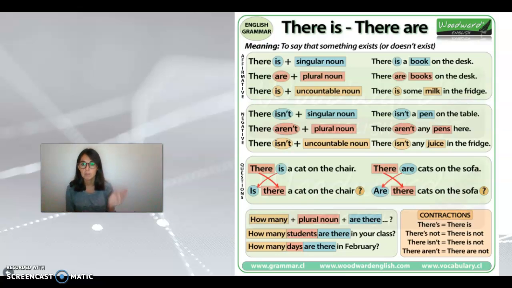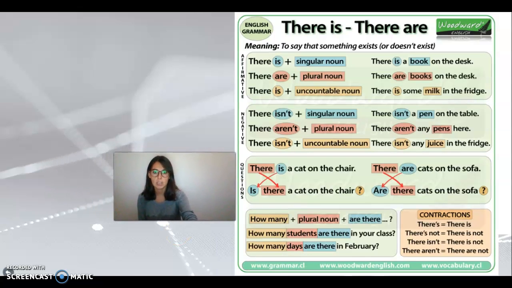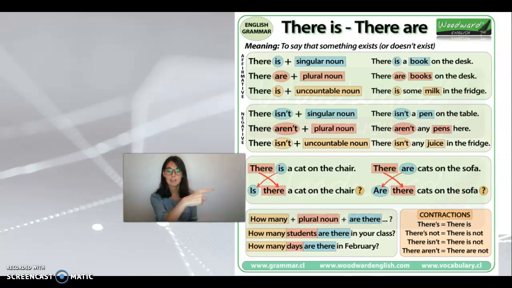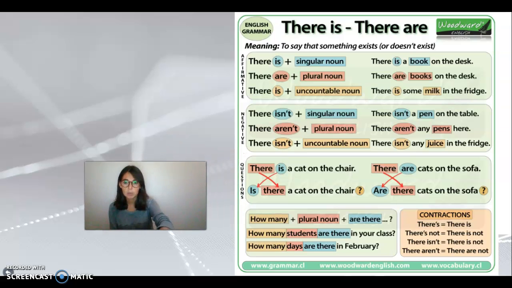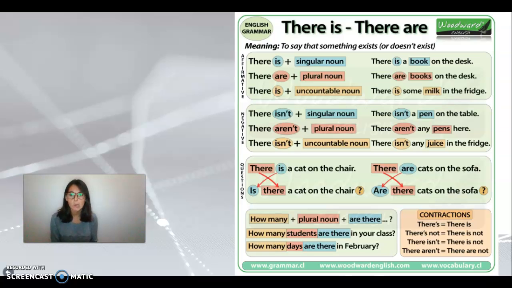Now for questions, we're going to invert the order. So instead of saying there is a pencil, is there a pencil in my hand? Is there a pencil in my hand? Yes, there is. There is a pencil in my hand. Are there notebooks in my hand? Yes, there are. There are notebooks in my hand. So we only invert the order. That's what it says over here, right there. So is there? Are there? How many is not part of the test, so it's good for you to know, but we're not going to include it in the test.